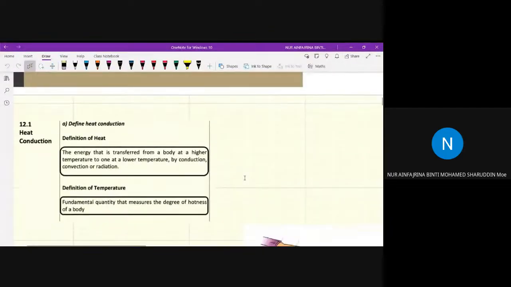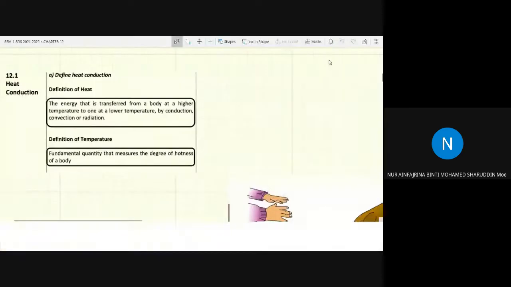Okay, so today we are going to learn a new chapter, which is chapter 12, heat conduction and thermal expansion. Okay, everyone, are you guys ready?